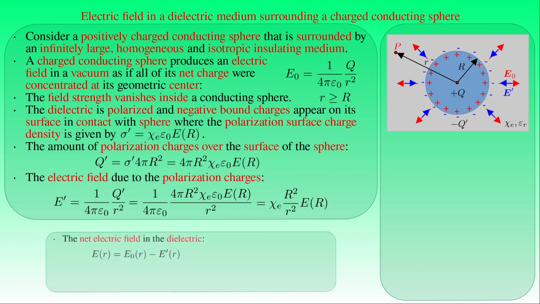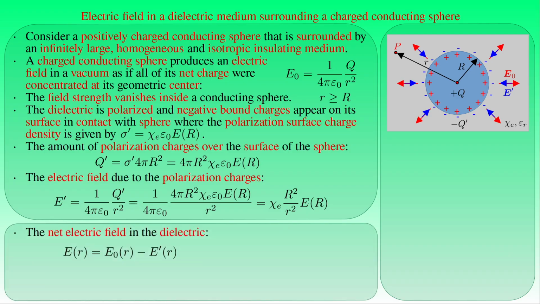Here the magnitude of the net electric field E given by the difference between the magnitudes of E0 and E' is equal to 1 over 4 pi epsilon naught, times the amount Q of the charges carried by the sphere over the square of the distance r, minus Chi E times the ratio of R squared to r squared, times the magnitude of E evaluated at R.